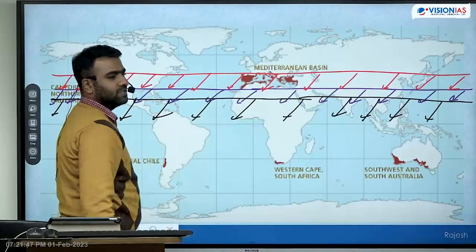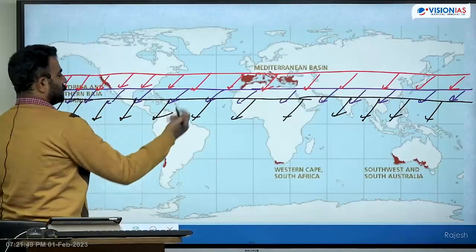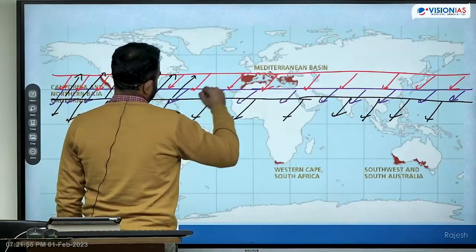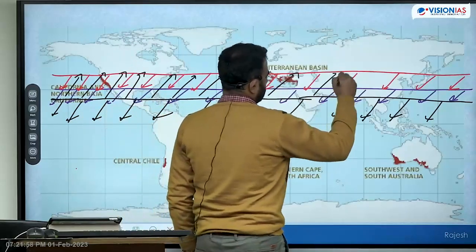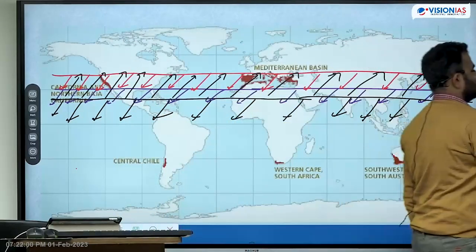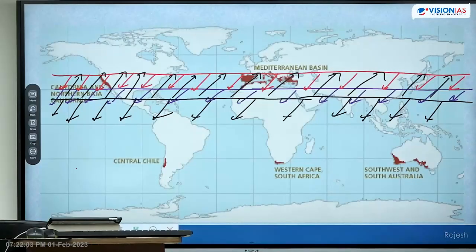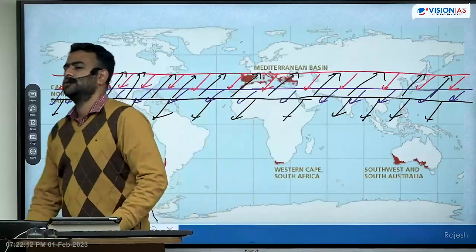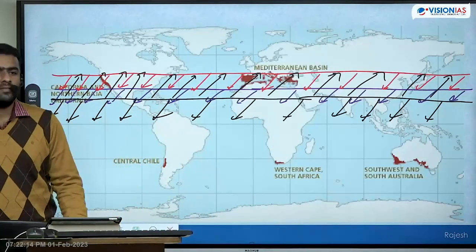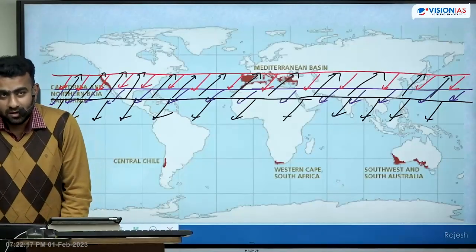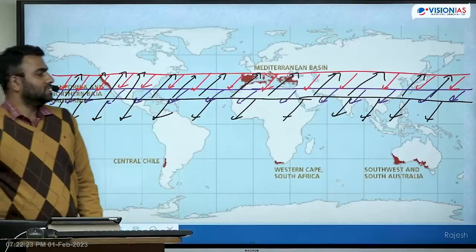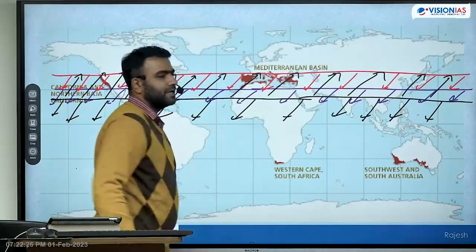What happens to this region during the winter solstice? It comes under the influence of westerlies. So what is happening in warm temperate region? During the summer, they are under the influence of trade winds. During the winter, they are under the influence of westerlies. Right? During the summer, trade winds. During the winters, westerlies. This is of most important significance for Mediterranean type of climate.